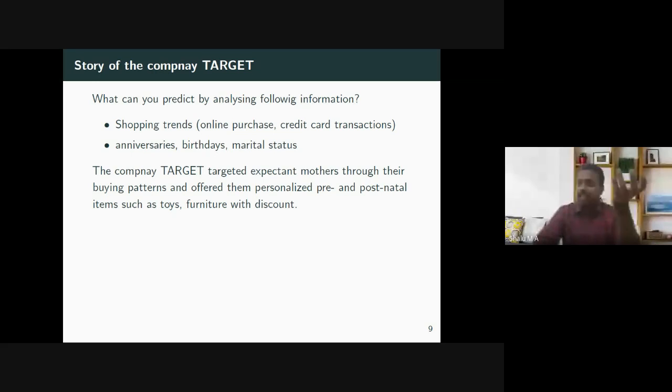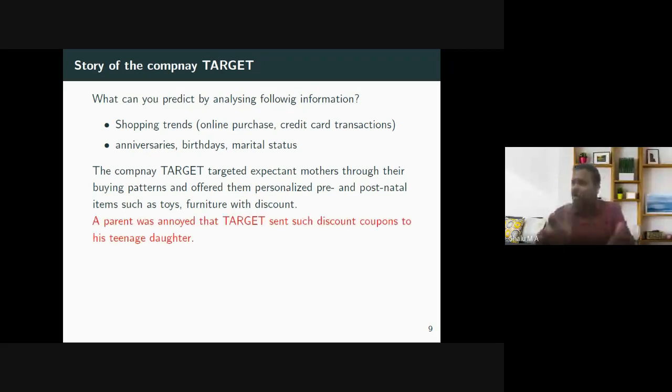So basically, when you need such stuff like baby clothes or toys, and you get a discount coupon, you go to that particular shop and make a purchase. Once you make a purchase, Target makes money out of it. Okay. Now the story: this is a very common thing, but this is actually a story published in 2012 in the New York Times.